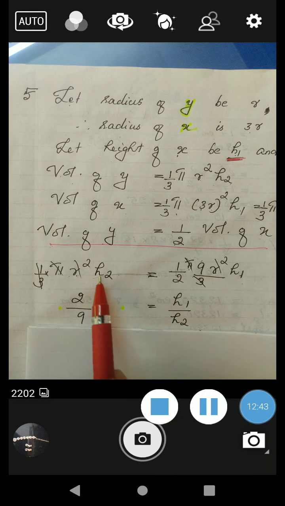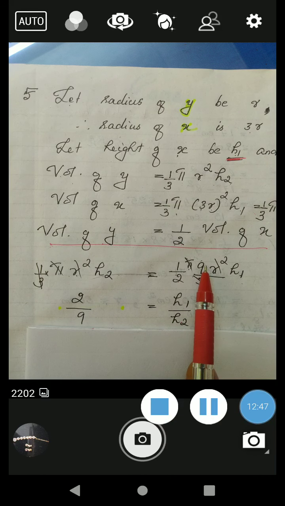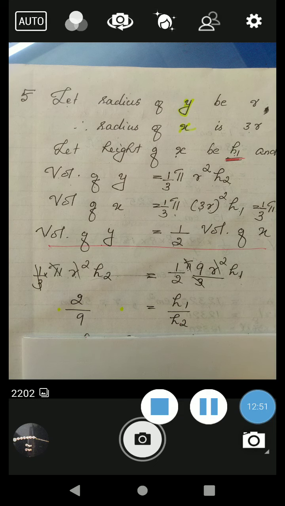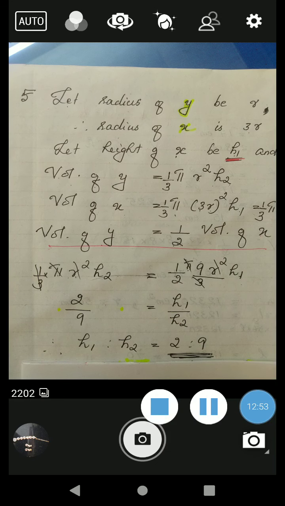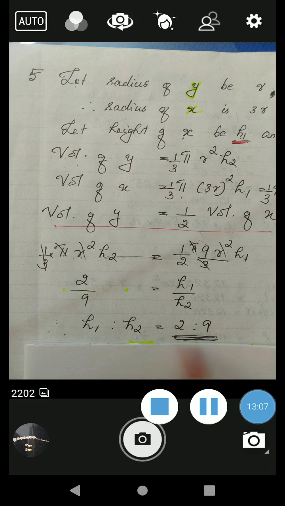So you can transpose h2 to the other side, and transpose 9 and 2 to the left side. Then you will get h1 by h2 is equal to 2 by 9, and h1 is to h2 is equal to 2 is to 9. The question is to find the ratio between the height of x and y. So you have to write the answer in ratio form itself.